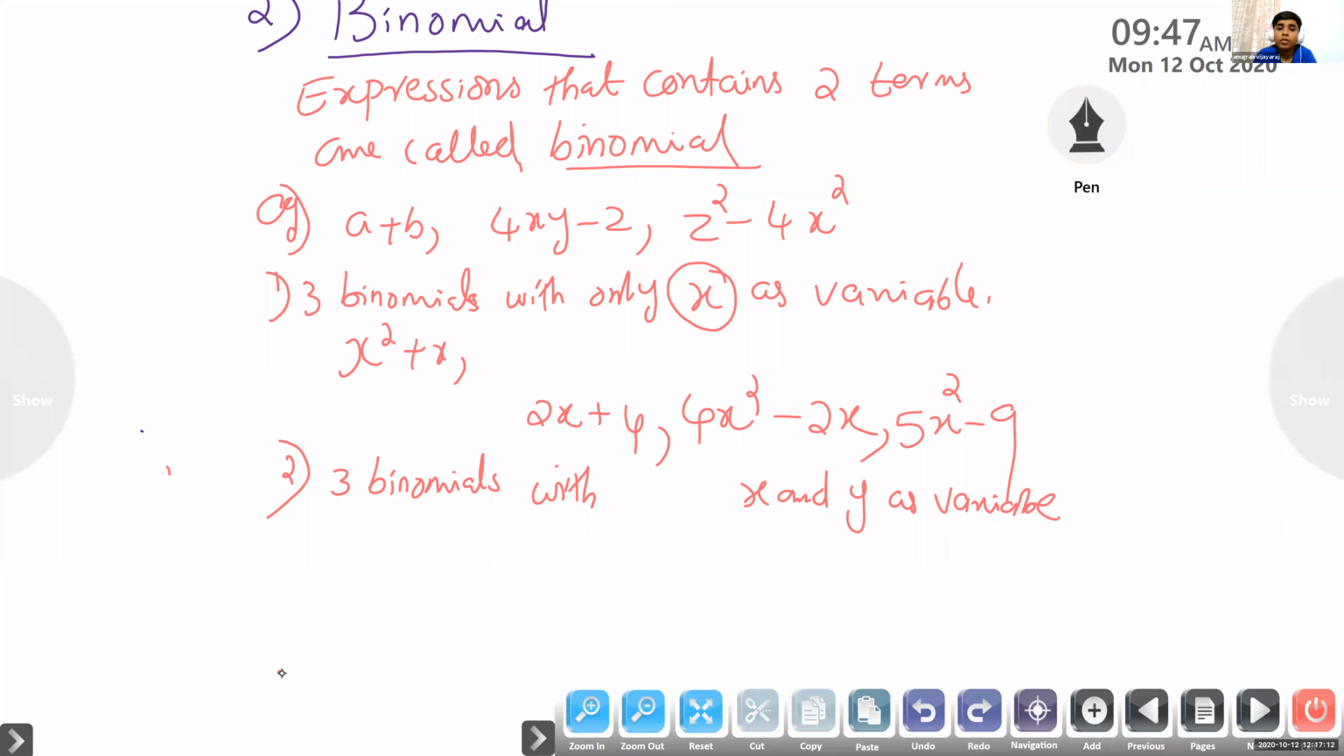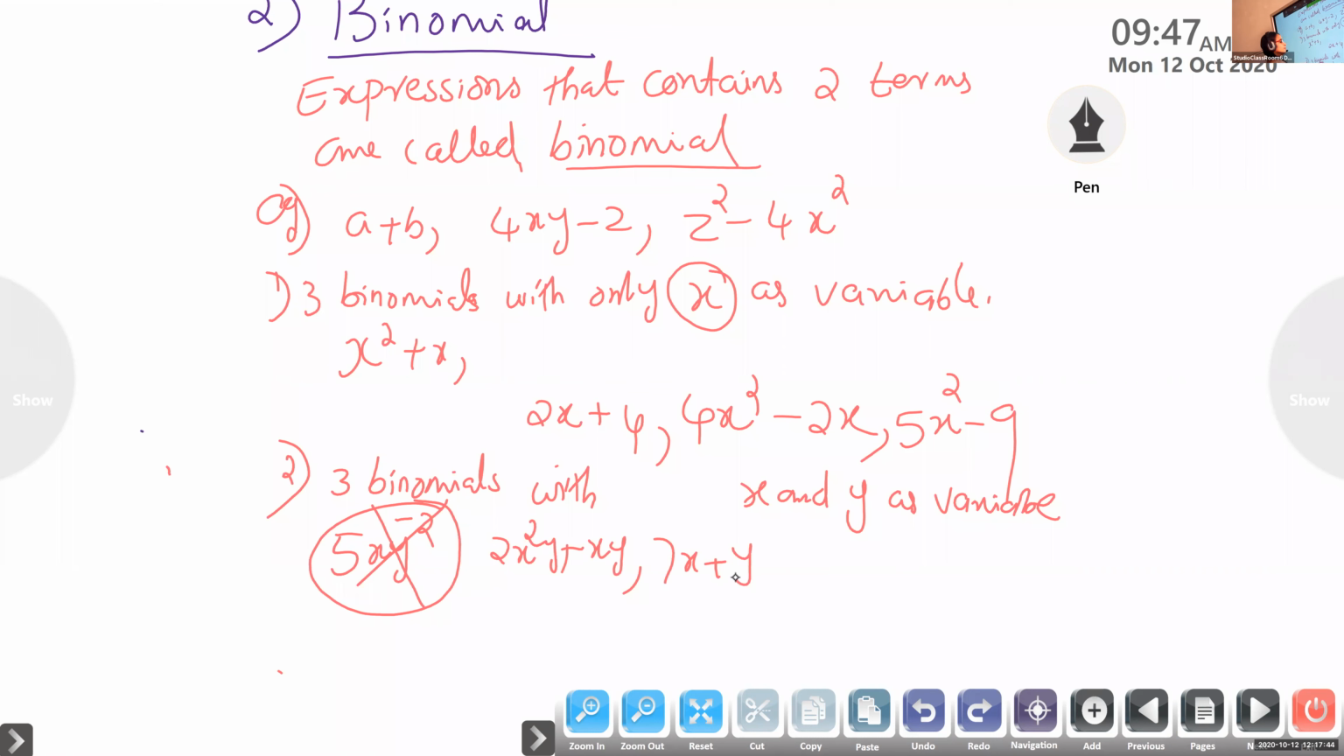5xy raised to negative 2 is not a binomial, we have only one term. It is a monomial. 2x square y plus xy. Okay, it's okay. Then 7x plus y. This way also you can do, x and y are variables.